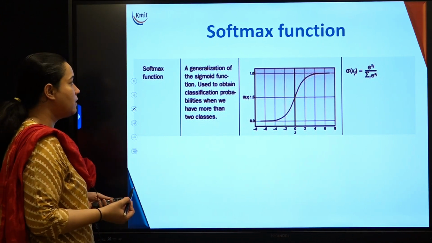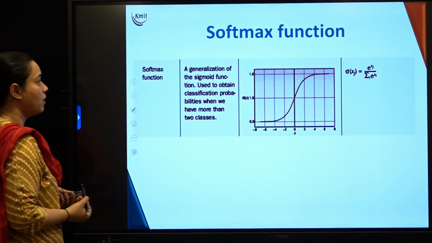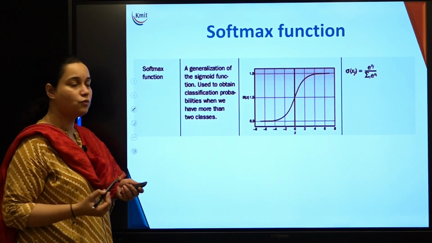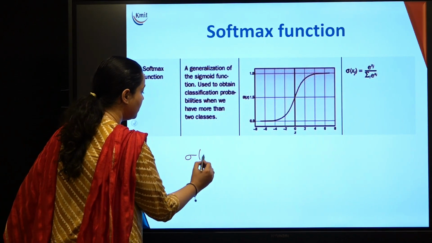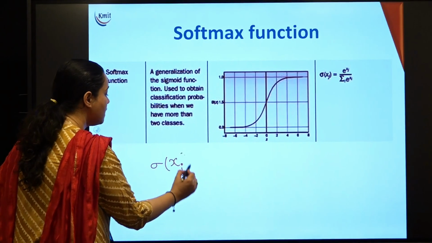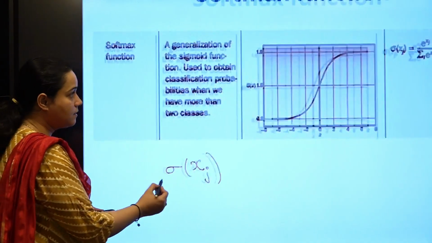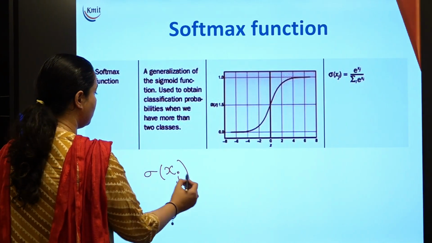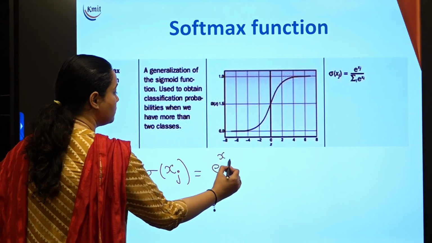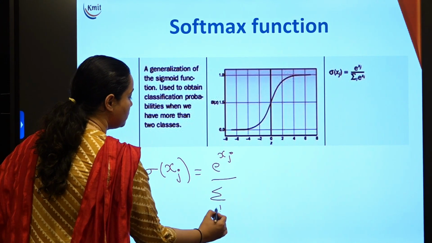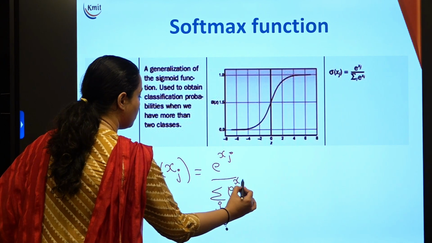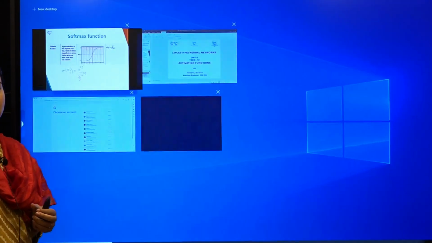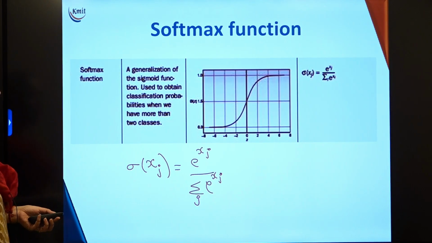So what is the softmax function? It is nothing but a generalization of the sigmoid function. It is used to obtain classification probabilities when you have more than two classes. Now coming to the mathematical expression, since I have more than two classes, I am writing the input as xj, and softmax of xj is equal to e power xj divided by the summation over j of e power xj. So this is the mathematical expression for your softmax function. So this was about the softmax function.